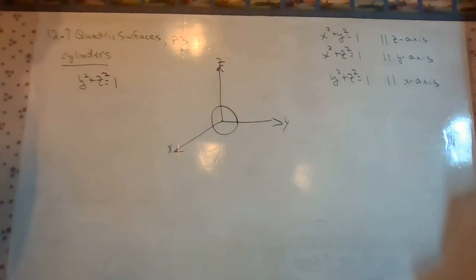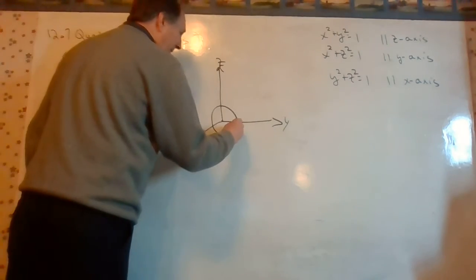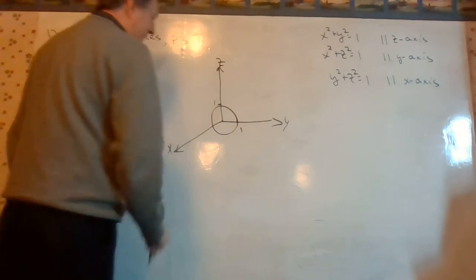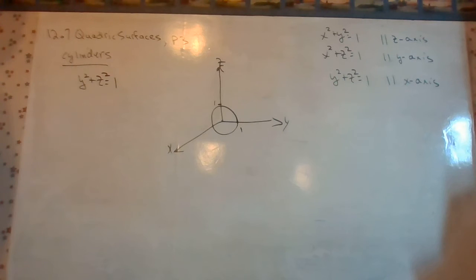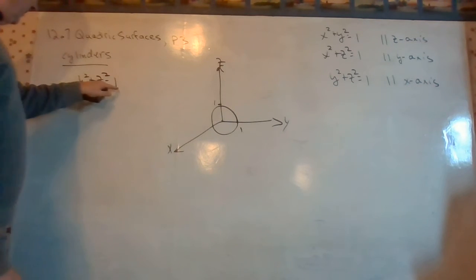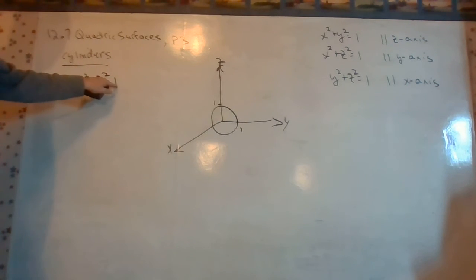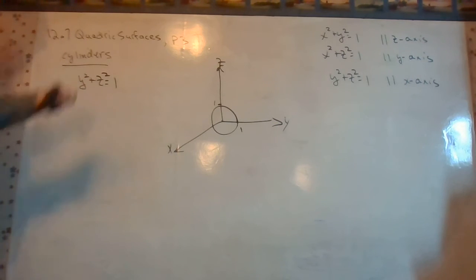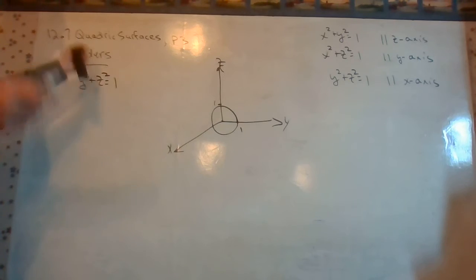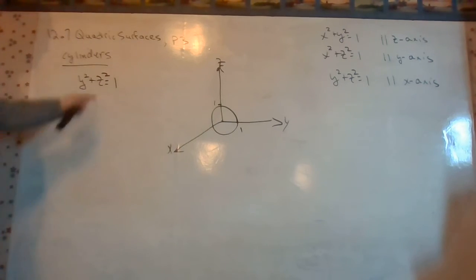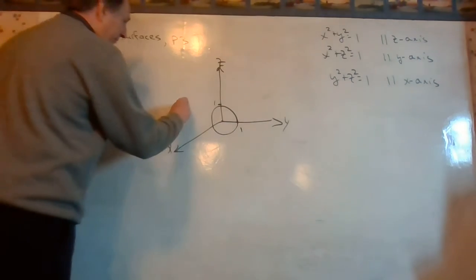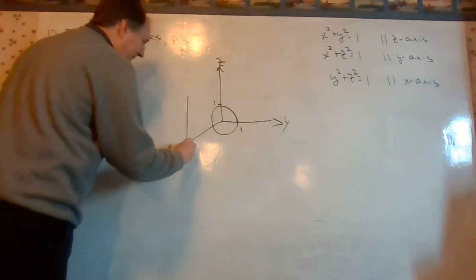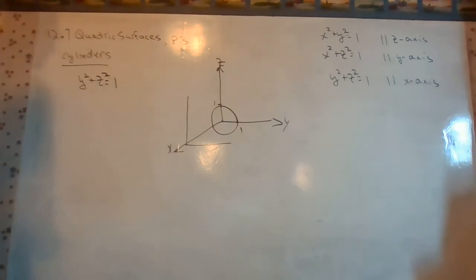Pretty simple. This would be 1, this would be 1. And then what we could do is, it's implied here, y squared plus z squared equals 1. X can be anything. There's no x here, but x can be 5, x can be 10, x can be pi squared, whatever. What we're going to do is move down the x-axis.